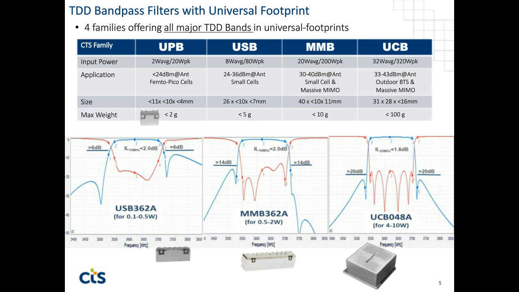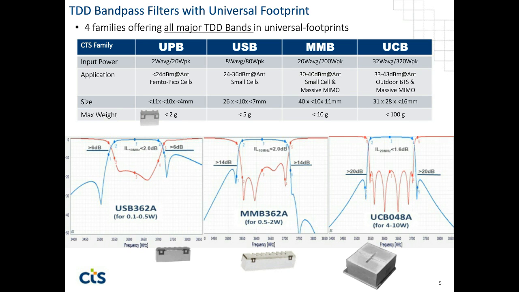The UPB is the smallest, lowest power. It's certainly suitable for picocell, femtocell. It can also be used in massive MIMO and is being used in massive MIMO arrays and other applications when the power handling is relaxed and the close-in rejection is the least demanding. But in many cases, as I said before, you're not judging based on power. You're going to judge based on other factors.